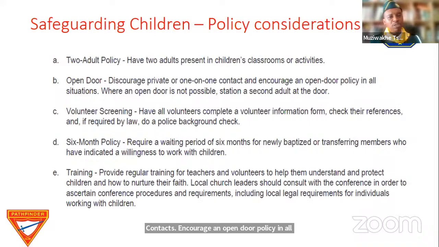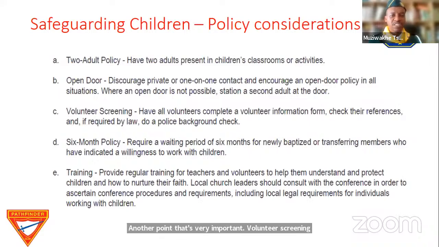And where an open door is not possible, at least there will be a second adult at the door who is also overseeing. And this just protects leaders, for example, against false accusations. Another point that's very important is volunteer screening. We have emphasized this point.